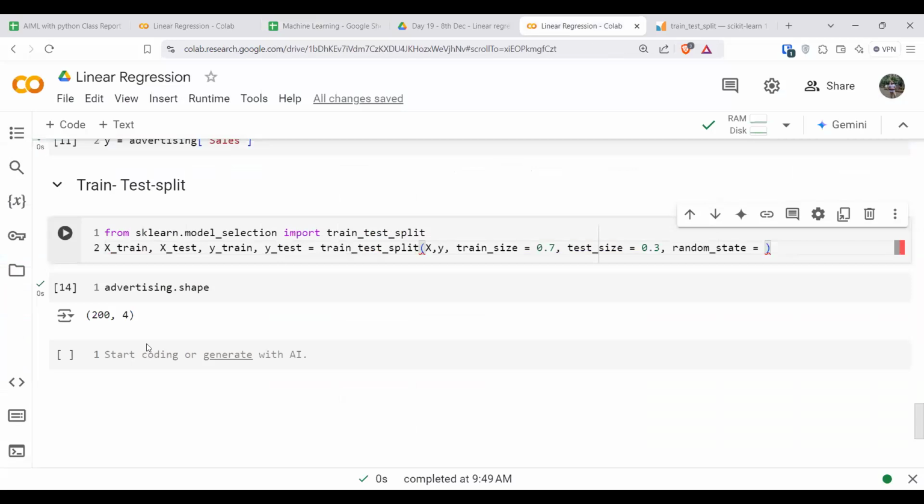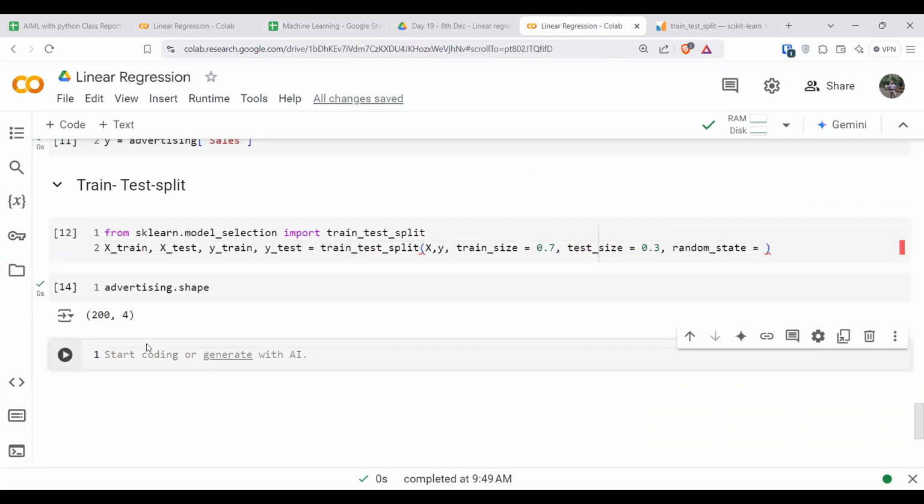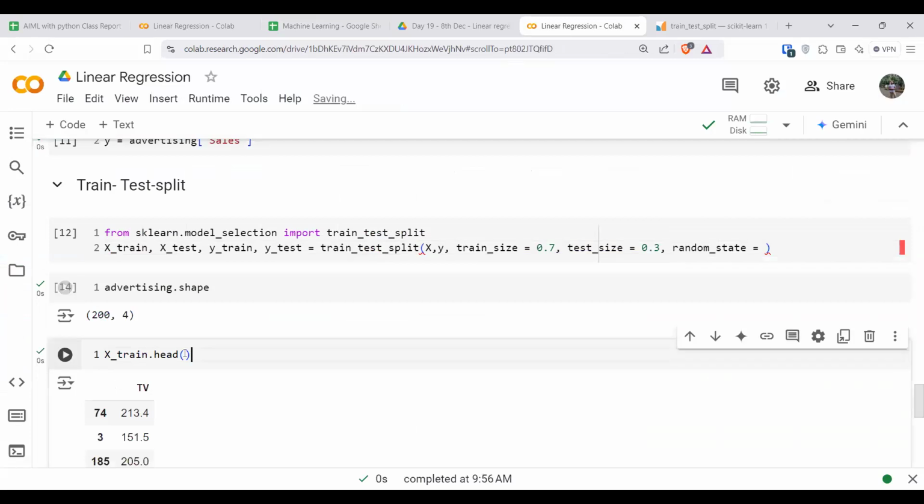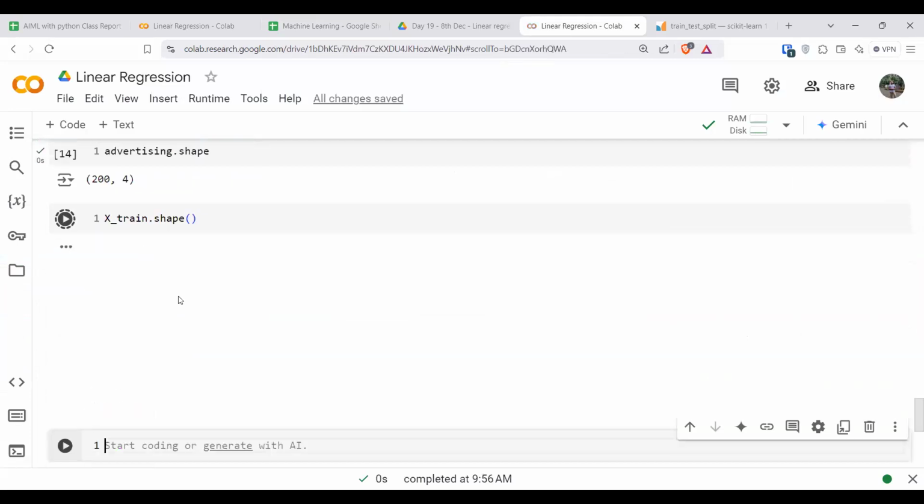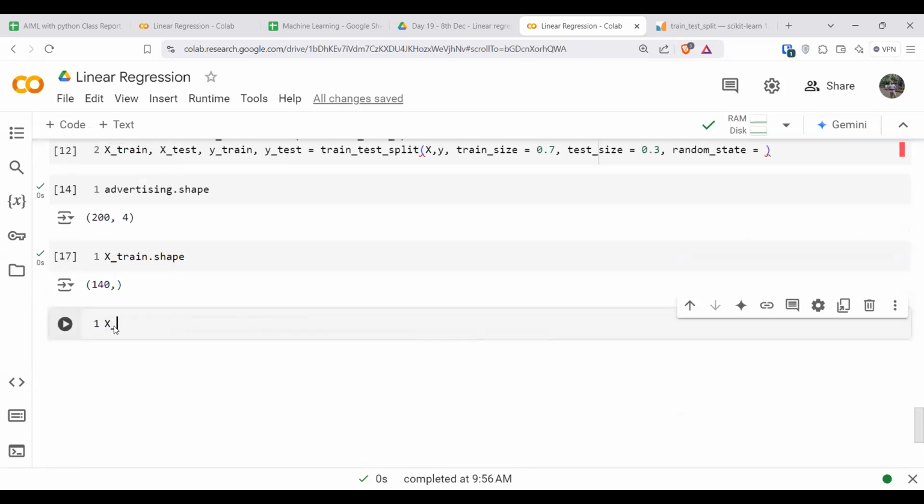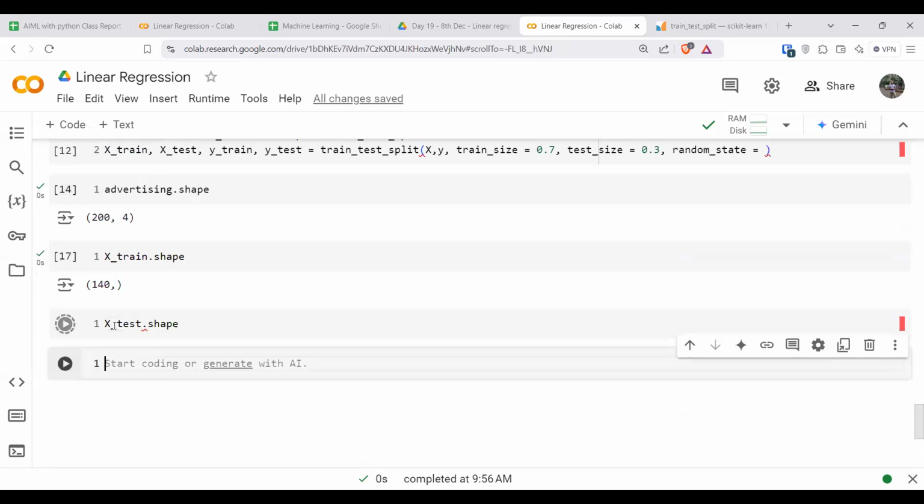Now let us move back to the statsmodels library, as we have done the 70-30 split. If you check x_train.head, it will be 0.7 of 200. How much data? I think 140, right? Oh, shape is not callable. So 140 data will be in the training set, and the remaining 60 will be part of your test set, right?